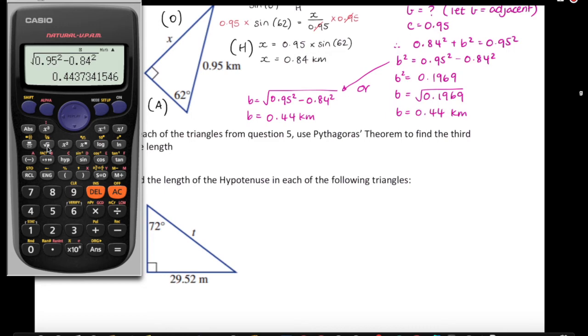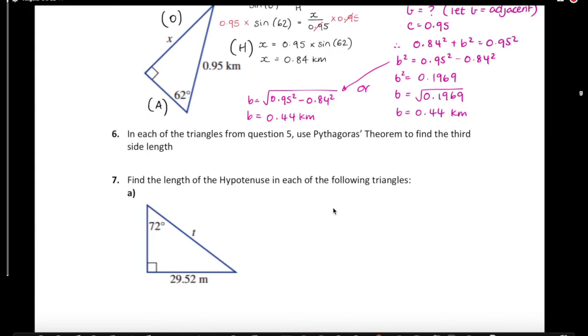All right, so now moving on to question number 7. We've been asked to find the length of our hypotenuse in each of the following triangles. So I'm just going to highlight that because I think that's really important to remember. We're looking for our hypotenuse.